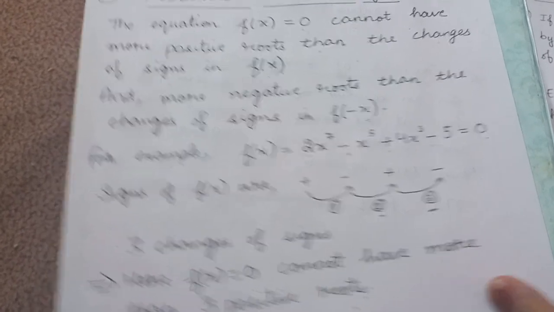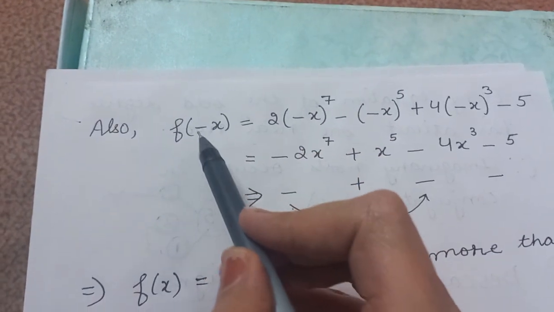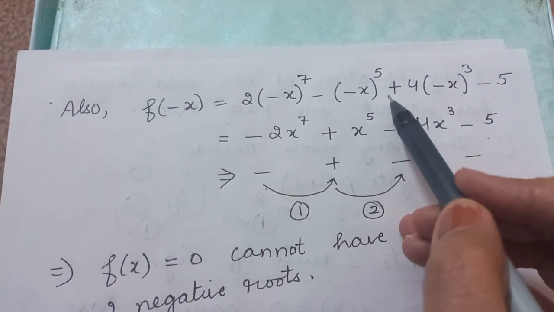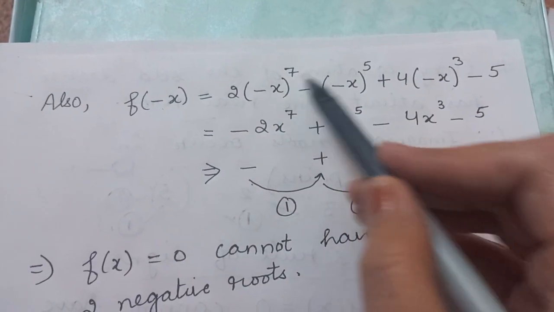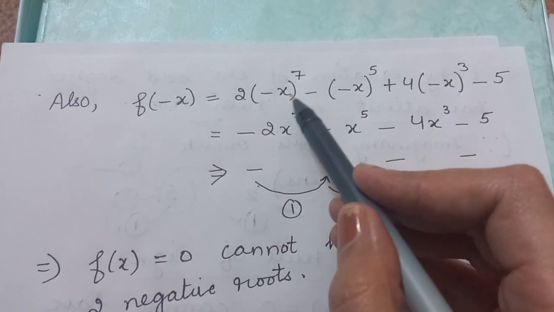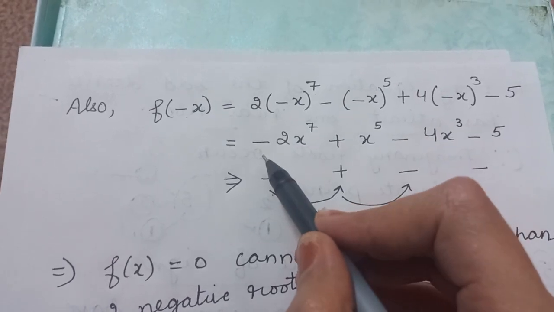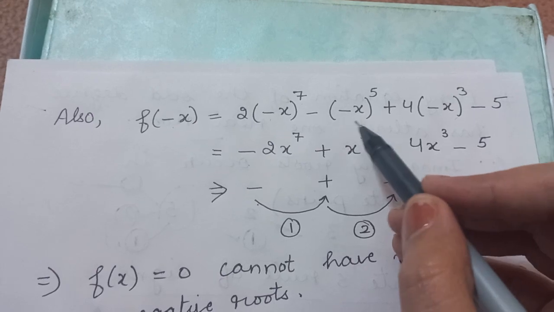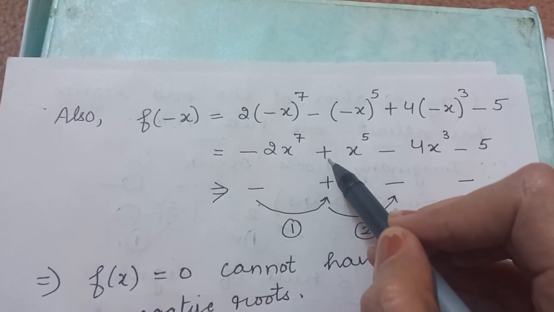Okay. Similarly, if we talk about the negative roots, now what you will do is put minus x in the place of x in the same equation, like this. Now as the powers are odd, negative x raised to power 7 will give you negative x raised to power 7. So that negative will come here. Again, minus x raised to power 5 will give you a negative x raised to power 5. So that negative and this negative will make a positive.